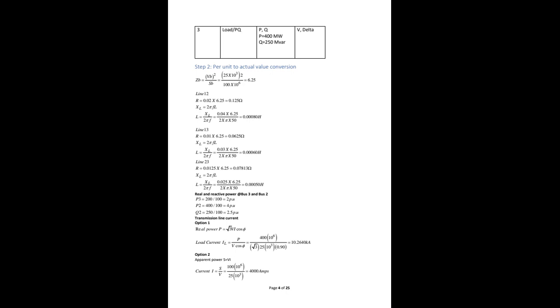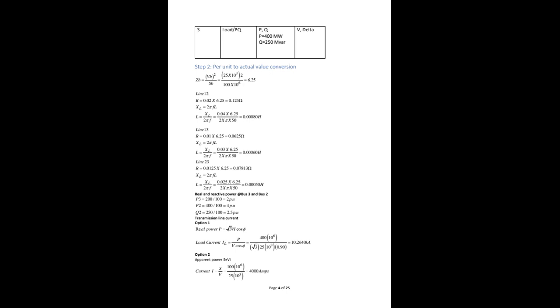So we substitute, because our loads are 400 megawatt and 250 megawatt. The load current is 400 into 10 power 6, and the bus voltages, all three buses, are at 25 kV. And the power factor, we are assuming, is 0.9 in this case. With 0.9, we calculate a load current of 10.264 kiloamps. So this is step one, option one, to calculate the load current.